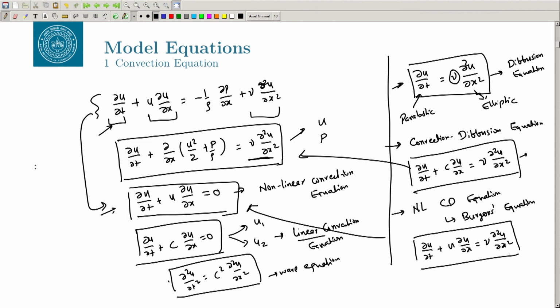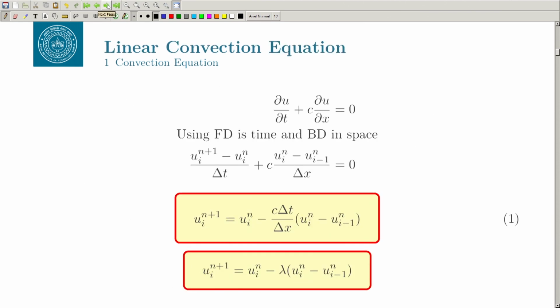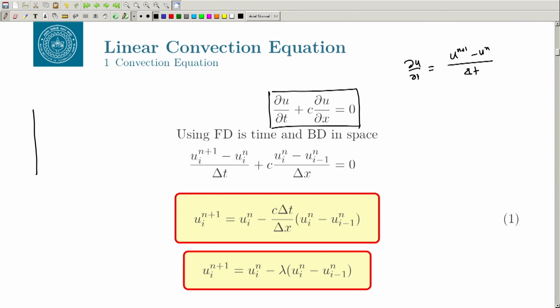So, first we will start with the convection equation. Okay. So, this is the linear convection equation that we have been discussing. Remember, c is a constant, it is a constant wave speed. And if you discretize it, use a forward difference for del u by del t. So, this will be u n plus 1 minus u n by delta t, right. We are discussing everything in 1D today. So, this is your x and this is your t. So, you have discretized it everywhere.